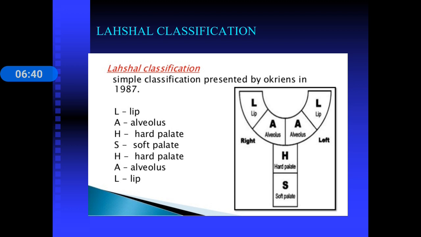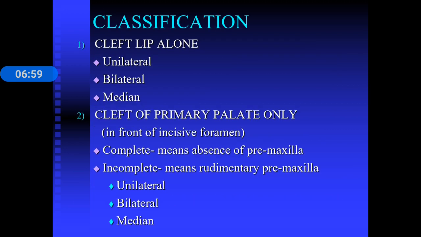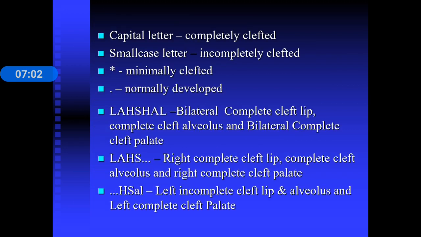So a capital letter represents complete cleft. A small letter represents incomplete cleft. A star represents minimally clefted, and a dot represents normal development, that is no cleft. So an example would be, if you had all capital letters, you would have written it as LAHSHAL. Bilateral complete cleft lip, complete cleft alveolus, and bilateral complete cleft palate.